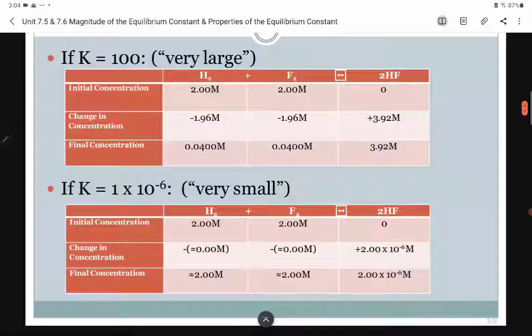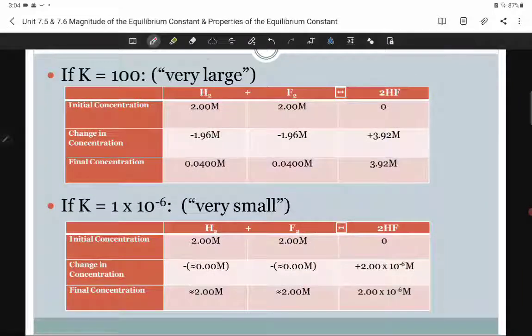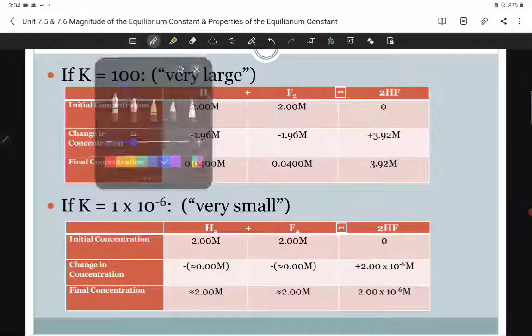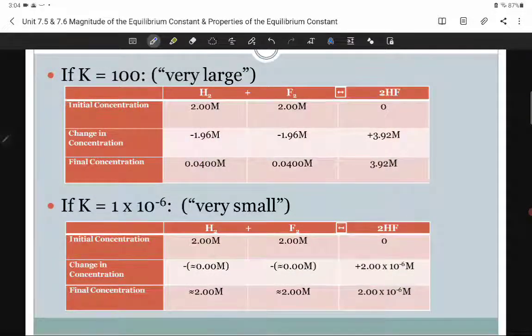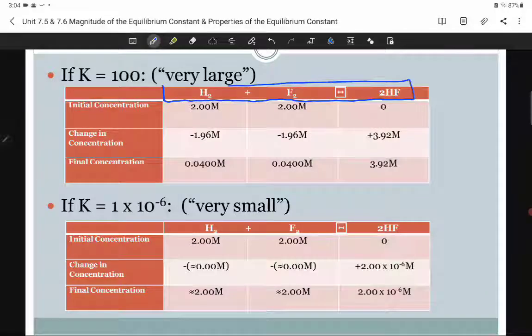This is our first introduction to this table here, but it's going to be really useful, and we've actually used this a little bit in stoichiometry. I used these rows and columns. So here's a chemical reaction: H2 plus F2 making 2HF. And initially, you have a certain amount of material.